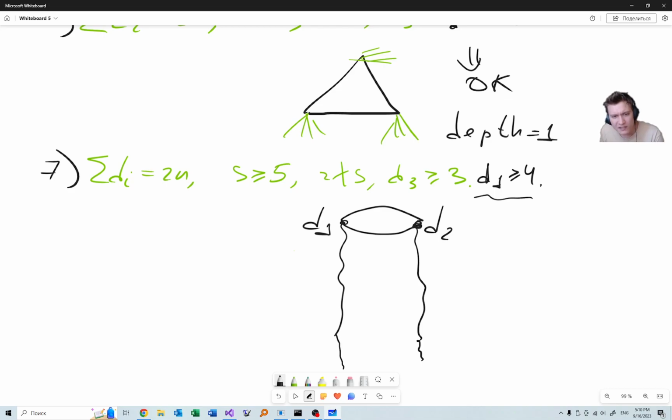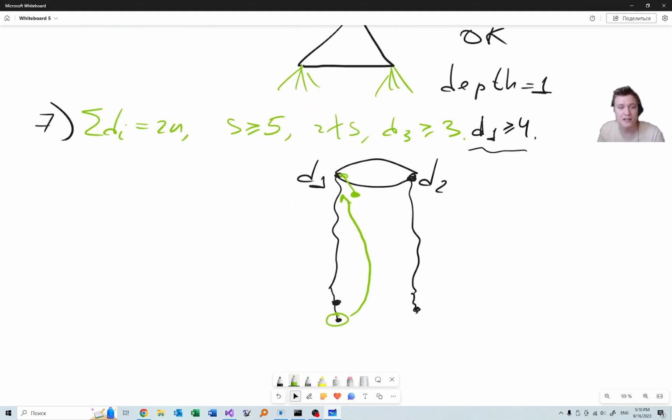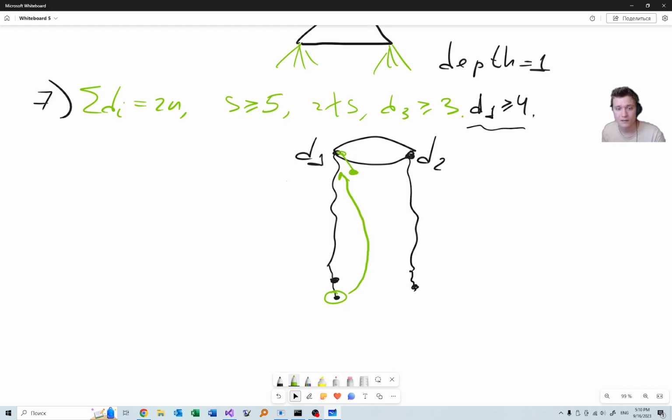So let's assume that, for example, the left bamboo is one edge longer than the second one. In this case, we can move this vertex here and attach it to this vertex. So now we will have 2 equal bamboos, and also vertex 1 will have 1 extra child. And now it is actually working. All depths are now the same. So this is an okay case.